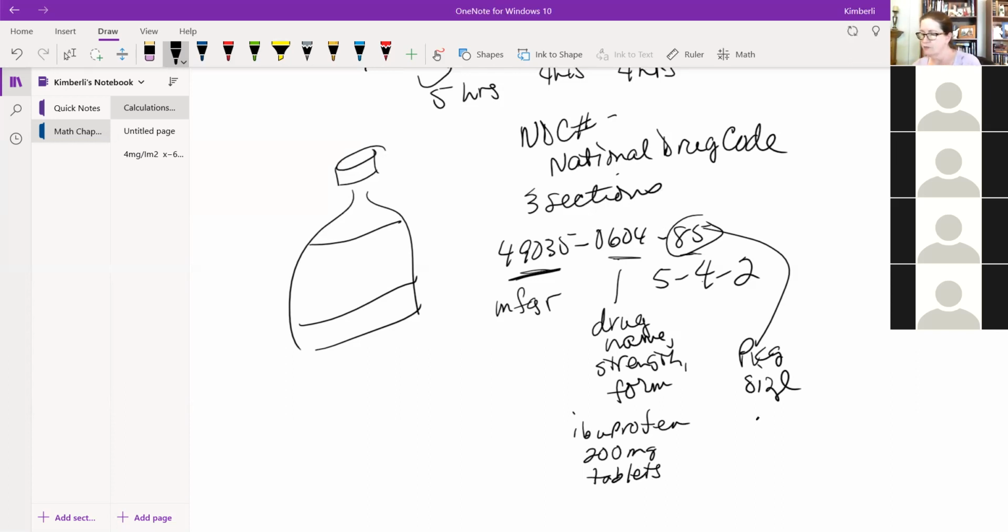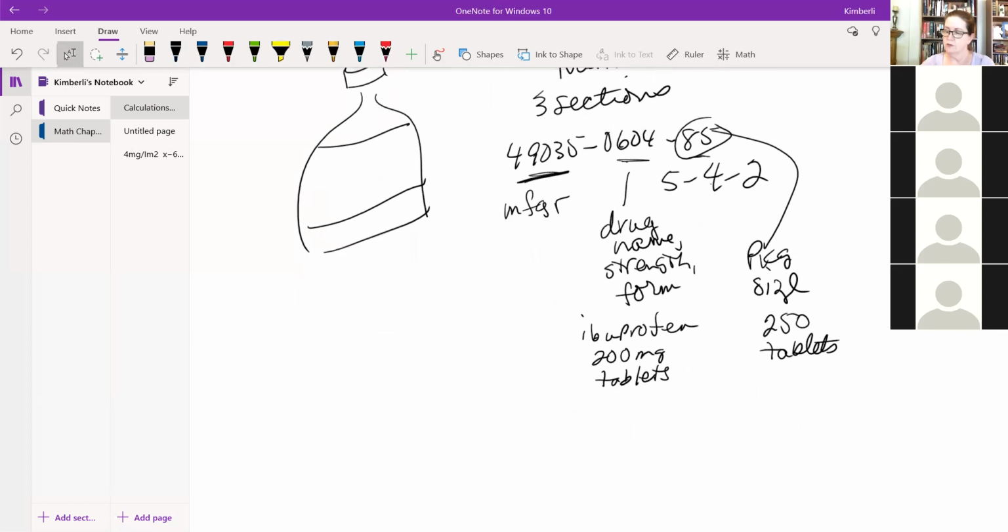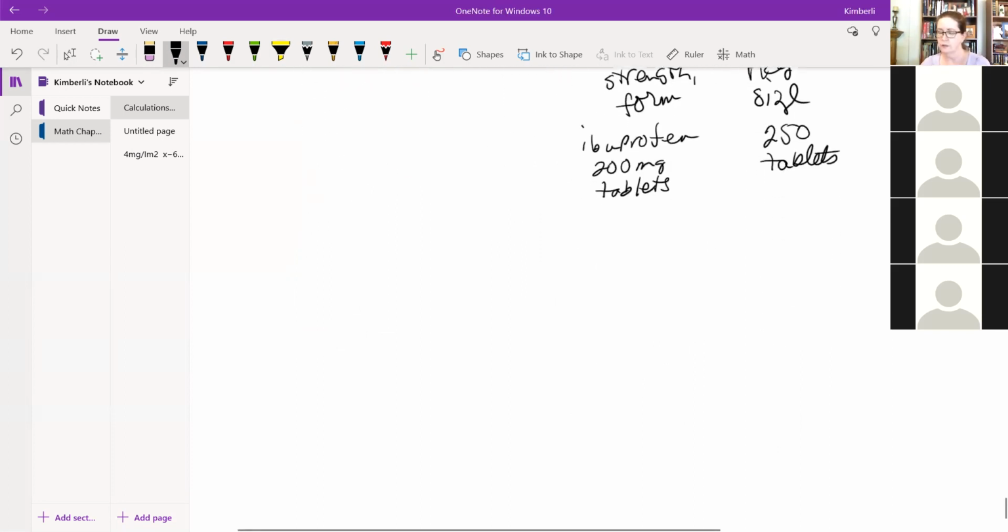And 85 means 250 tablets. Okay, so anything that they get from that same manufacturer is going to have 49035 at the first part, but the rest of it will be different. So if somebody else makes ibuprofen 200 milligram tablets, they don't have to give it the 0604 designation, because they're going to come up with their own number for it. Okay, does that make sense?